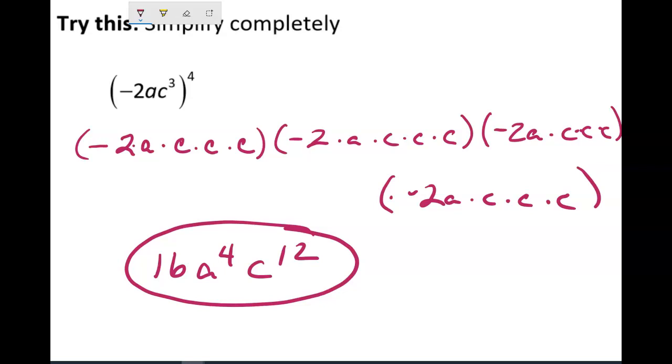So if we gather all of them, negative 2 times negative 2 times negative 2 times negative 2 is positive 16. A times a times a times a is a to the fourth, and we have 12 factors of c. That's it for this section.